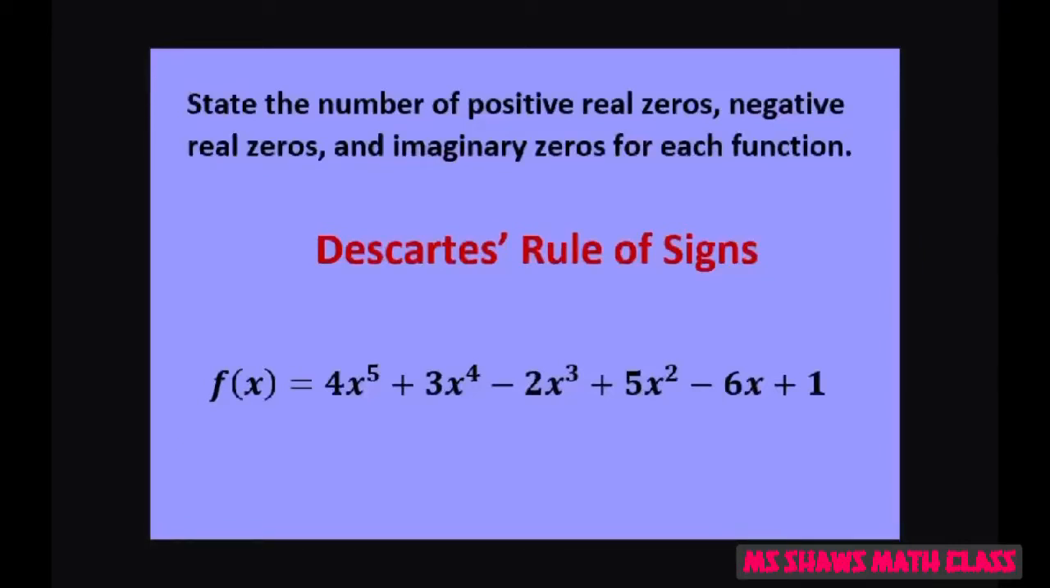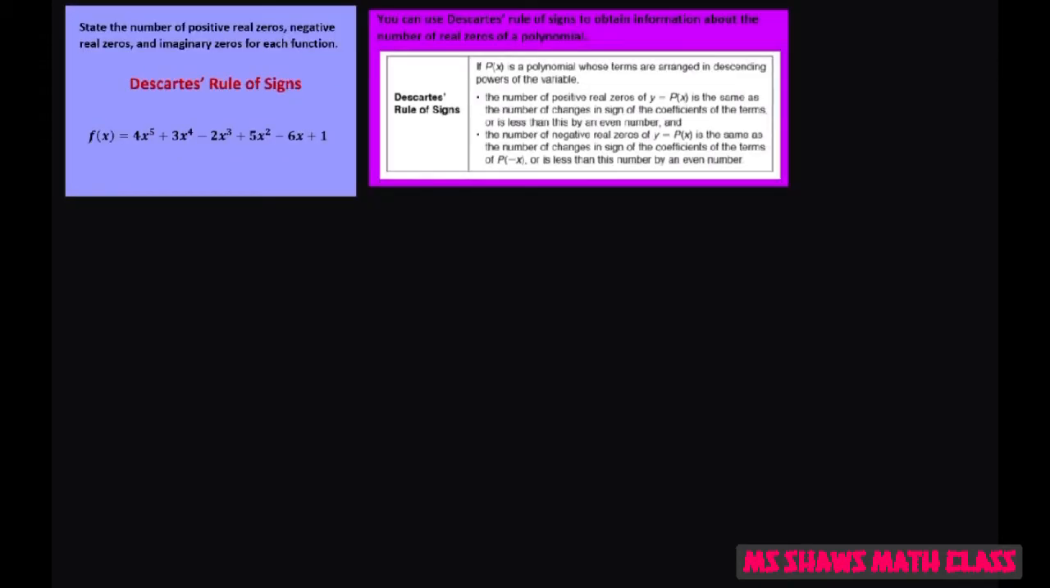Everyone, we're going to state the number of positive real zeros, negative real zeros, and imaginary zeros for each function using Descartes' rule of signs. And here's our polynomial function. So we'll get started. Basically we just want to know possibly how many zeros, what kind of zeros do we have.